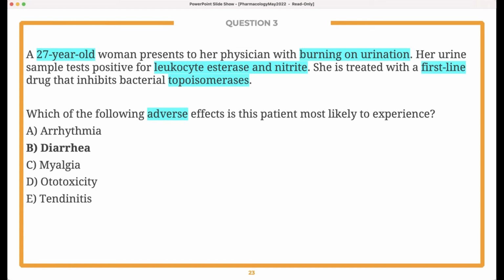Ototoxicity. Ototoxicity is associated with different categories of drugs. They're mainly associated with aminoglycosides and vancomycin. So ototoxicity is associated with vancomycin and aminoglycosides, and that's not what we're prescribing here. Like I said, myalgias can be caused by ciprofloxacin, as can answer choice A, arrhythmia, but that's going to happen very rarely, in less than 1% of patients. So what we're looking for here is the most likely adverse side effect in this 27-year-old, and that with ciprofloxacin is going to be diarrhea. So, challenging question, but great job, everyone.